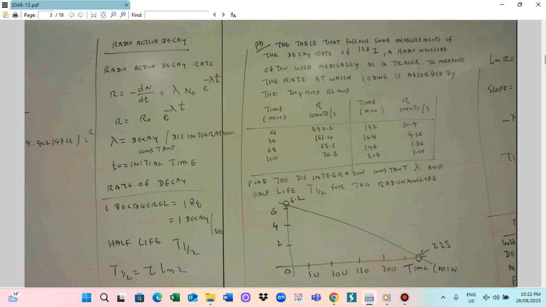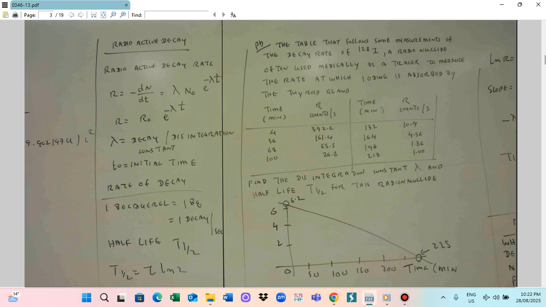The table shows the measurement of the decay rate for 128I. 128I is radioactive iodine, a radioactive nucleus. It is often used in medicine as a tracer to measure the rate at which iodine is absorbed by the thyroid gland. So this is how iodine is utilized in medical treatment. The radioactive iodine decays with a half-life of about 25 minutes.